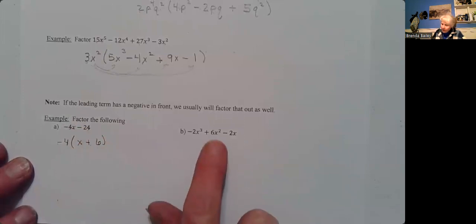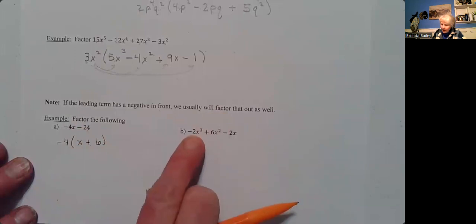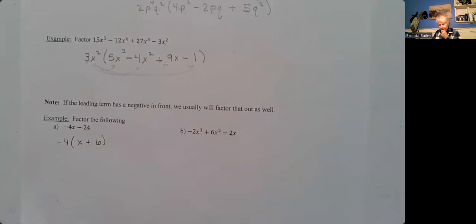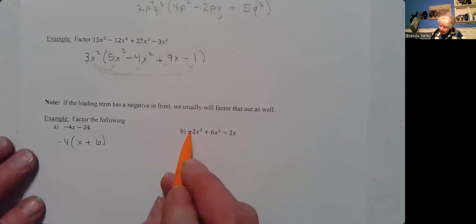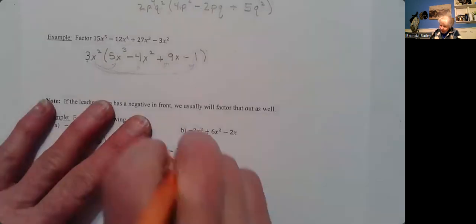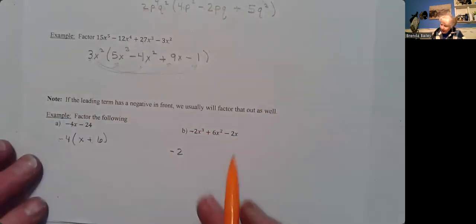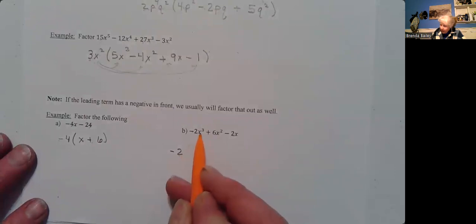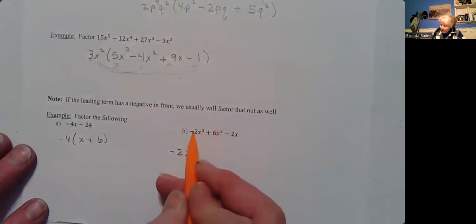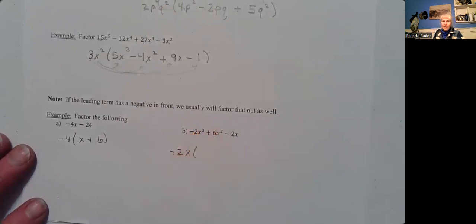All right, let's look at the other one with this idea of the leading coefficient being negative. What goes into 2, 6, and 2? Well, it would be a 2. That's the largest number that you can divide all of those by. Because this leading coefficient is negative, I'm going to pull out a negative 2. We'll have room for my x. So we're going to pull out a negative 2, and they all have an x, and the smallest is x to the first. So if the leading term is negative, pull out the negative.